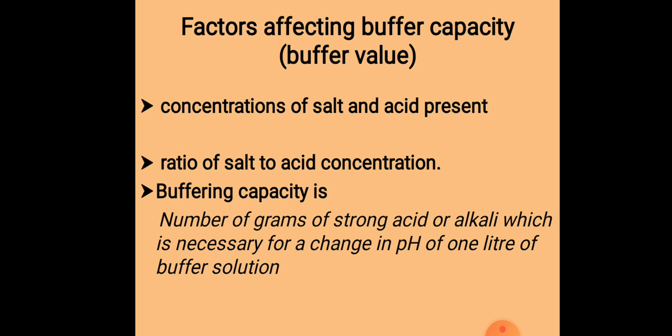Now factors affecting buffer capacity. The buffer capacity is influenced by the actual concentrations of salt and acid present in it, and also it is dependent on the ratio of salt to acid concentration. Now how can you define the buffering capacity? It is defined as the number of grams of strong acid or alkali which is necessary for a change in pH of 1 liter of buffer solution.